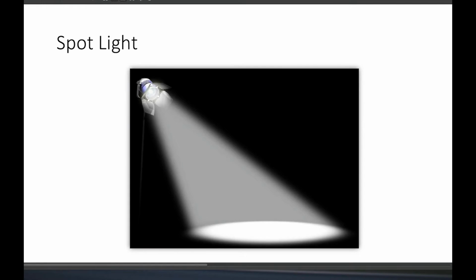And the last one is the spotlight. The spotlight is like a flashlight. It has a position and a direction, and affects the geometry using two angles.